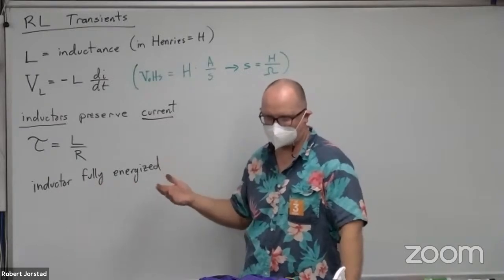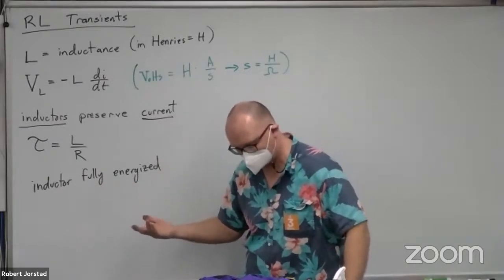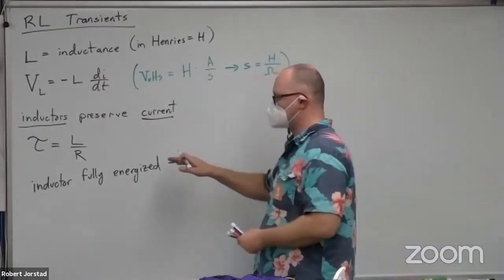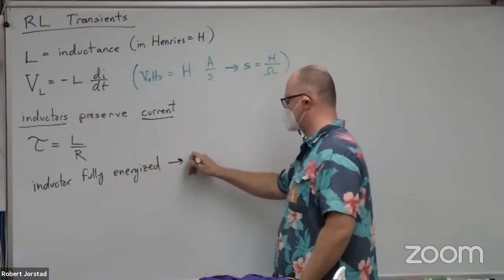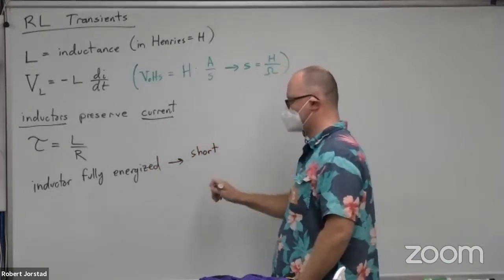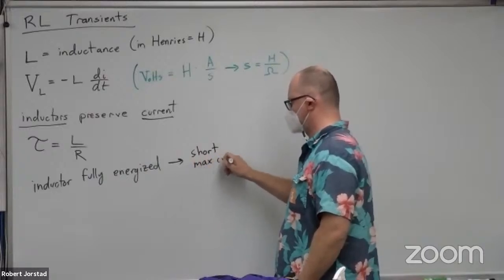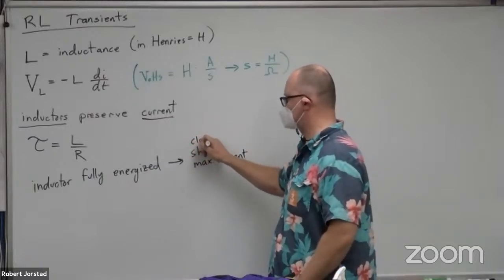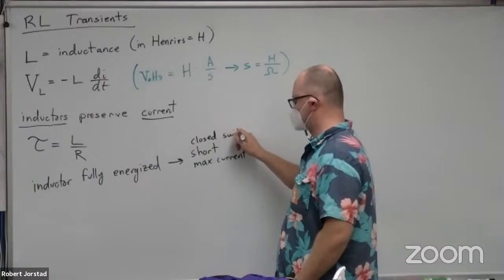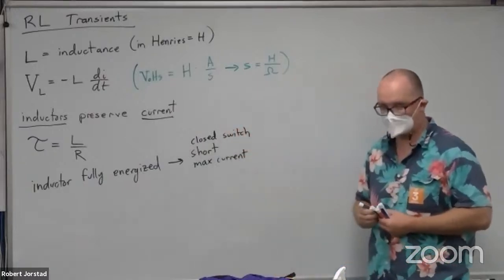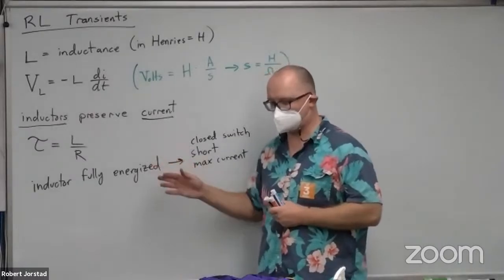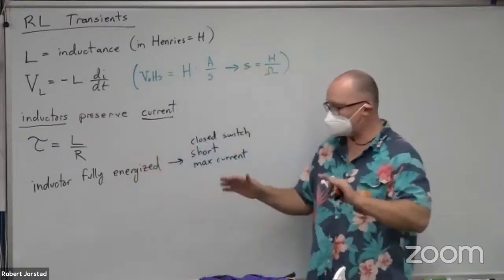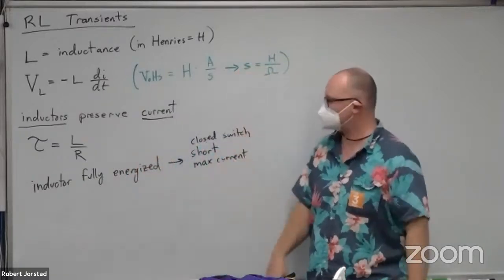If it has maximum magnetic energy, do you think it has a lot of current or no current? A lot. So when it's fully energized, it acts like a short. Max current. What was the other way we called it? Closed switch. This is a little different than a capacitor, isn't it? So inductors oppose changes. When you first turn it on, that's when it has trouble. And then it says, oh, things aren't changing that fast. I'll chill out.